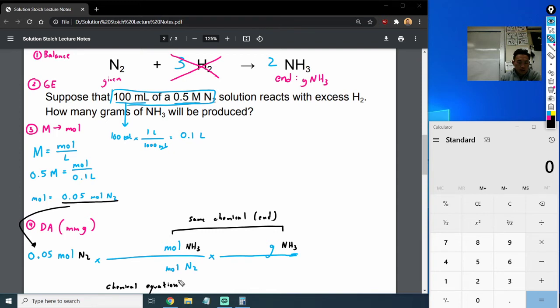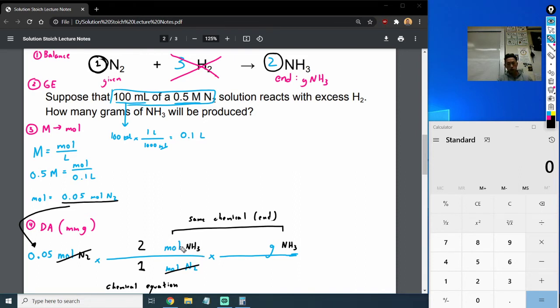If you take a look at the chemical equation, what number is in front of N2? There's no number. If there's no number, that means it's 1. So I'm going to put a 1 on the bottom of the fraction because that's where N2 is. And then for the top of the fraction, NH3, what number's in front of NH3? We got a 2. So we're going to put a 2 on the top, for moles of NH3. And then we can cancel out the moles of N2, and then we can move on.